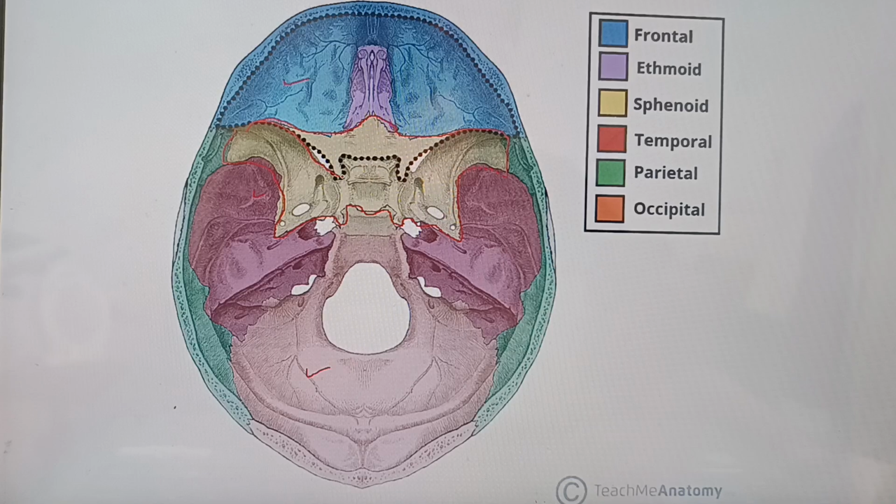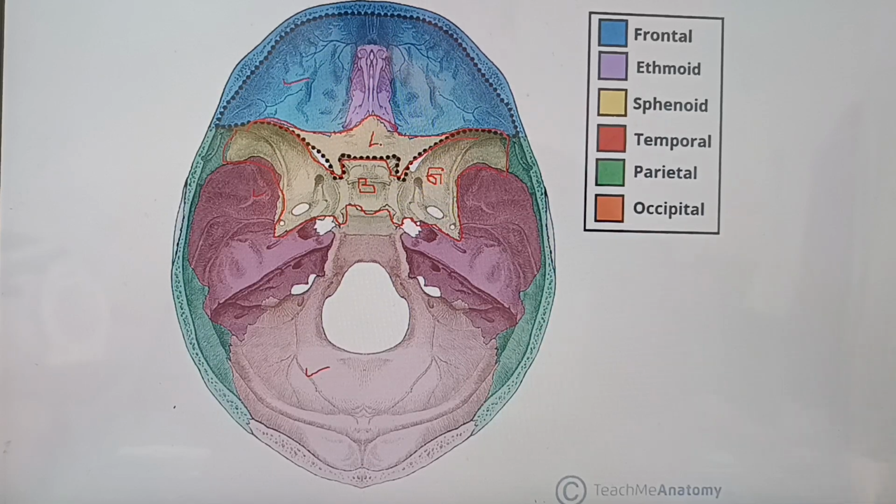The lesser wing, which I'm drawing here, and what is remaining is the greater wing. So this is the lesser wing of the sphenoid, and this is the greater wing of the sphenoid, and here in the center you have the body of the sphenoid. So this is the general structure of the sphenoid bone, which is very important to master the cranial fossa.